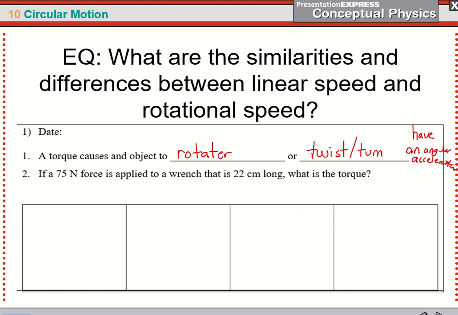The next question we've got: if a 75 Newton force, so that is my force, is applied to a wrench that is 22 centimeters long. So we're applying the force to the end of the wrench, so that is going to be our radius or our lever arm. And it is in centimeters, so I'm going to convert to meters and make that 0.22 meters. Write it like you would after the conversion. And then what is the torque?